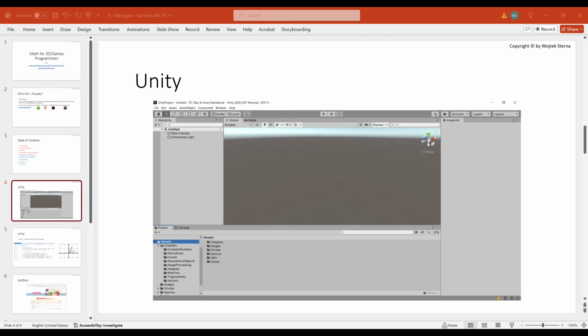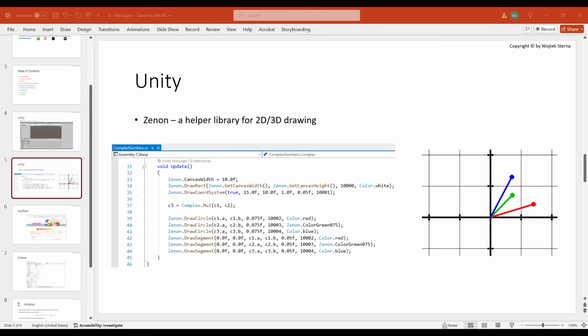Let's now discuss what tools we will be using throughout this course. Our most important tool is the Unity engine. I chose it because it's easy to use, it is ubiquitous, and free, at least for things that we will use it for. Many of the examples will use Xenon, which is a helper library for drawing 2D and 3D shapes, which I wrote specifically for this course. Here you can see a code snippet responsible for drawing the image to the right, this one, which presents just a coordinate system with a few points and lines connecting these points to the origin.